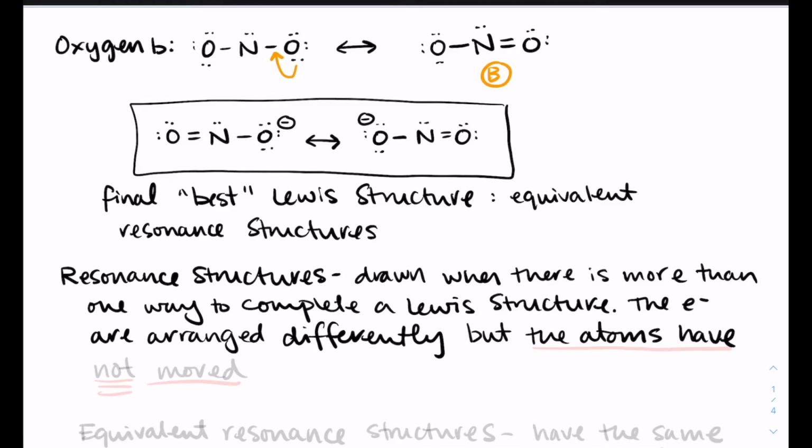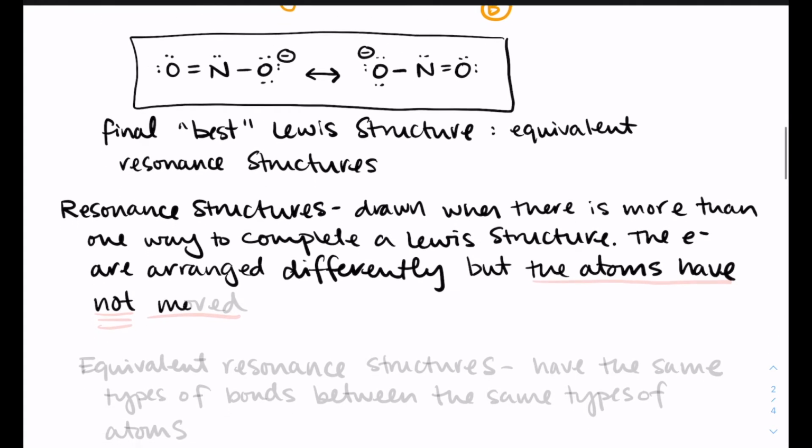What it means to have a resonance structure is that we draw resonance structures when there's more than one way to complete a Lewis structure. In our NO2 minus example, we could push electrons down from the left or push electrons down from the right. The electrons are arranged differently, but the atoms themselves have not moved. They are connected to the same atoms, and we did not move them in space in any way. These are equivalent resonance structures, which we have for this NO2 minus.